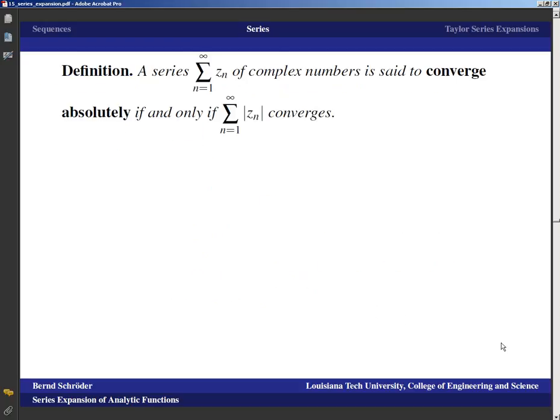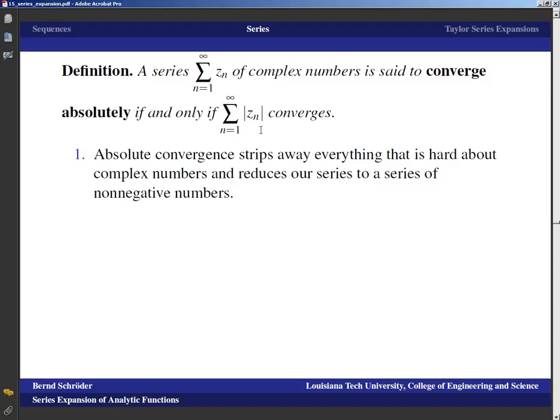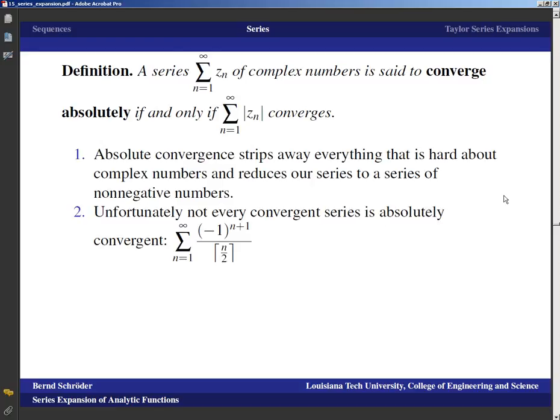Okay, so a series of complex numbers is now said to converge absolutely if and only if the sum of the absolute values converges. And that's a really neat notion when it works, because absolute convergence strips everything away that is hard about complex numbers and reduces everything to a series of non-negative numbers, which hopefully will be easier to handle. Unfortunately, not every convergent series is absolutely convergent, and we can take a look at that with this sequence here.